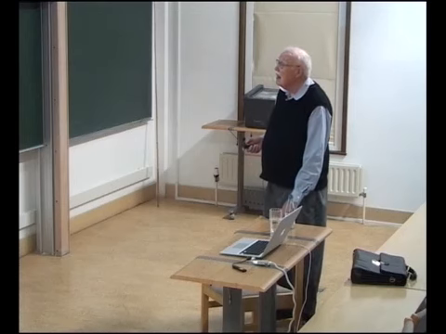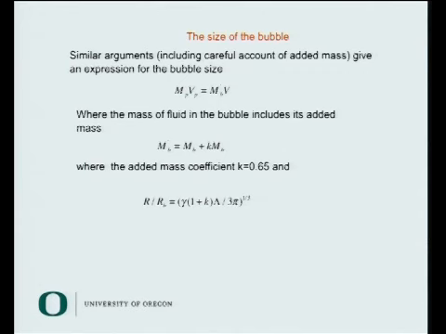You can also use similar arguments to try to estimate the size of the bubble. The way that is done is you can say that the mass of the water in the piston times the velocity of the piston must be equal to some mass associated with the bubble and its velocity. But you have to remember the added mass really, really matters now.